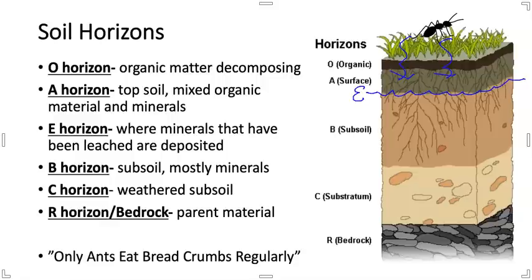So the way that I teach my students to remember this is the phrase, only ants eat breadcrumbs regularly. So O, A, E, B, C, and R. Okay, you've got to remember that R is for rock, but other than that, we have O for organics, then our A horizon, our E for alluviation layer, our B horizon, our C horizon, and then we hit again the R layer or bedrock. So only ants eat breadcrumbs regularly. Just remember that that's in order, top to bottom, and if you're given this picture on the test, you should be able to pick out that letter based on which layer it's in.